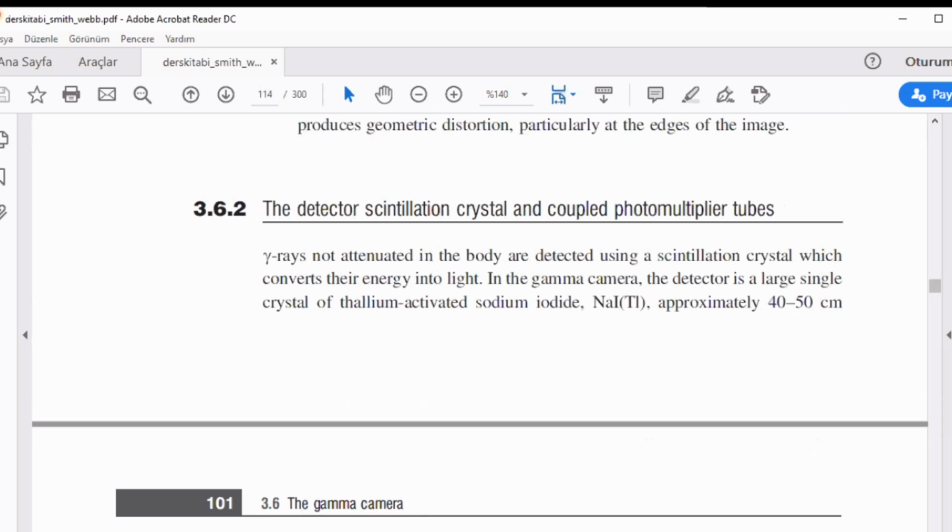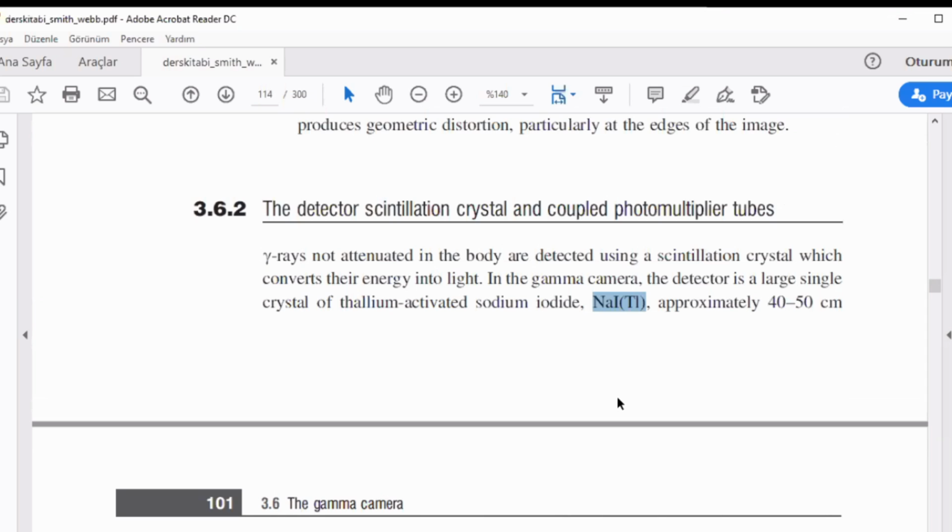The next is the detector, the scintillation crystal, and coupled photomultiplier tubes. The detector scintillation crystal is basically iodine. Iodine is a big molecule that captures X and gamma rays. Sodium iodide is good, appropriate, industrial, not so expensive, and it can be easily produced in a big crystal. For many decades it is still being used.